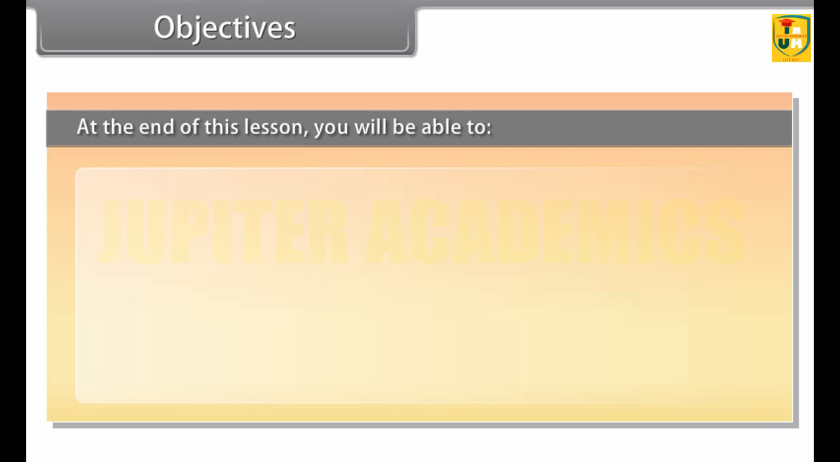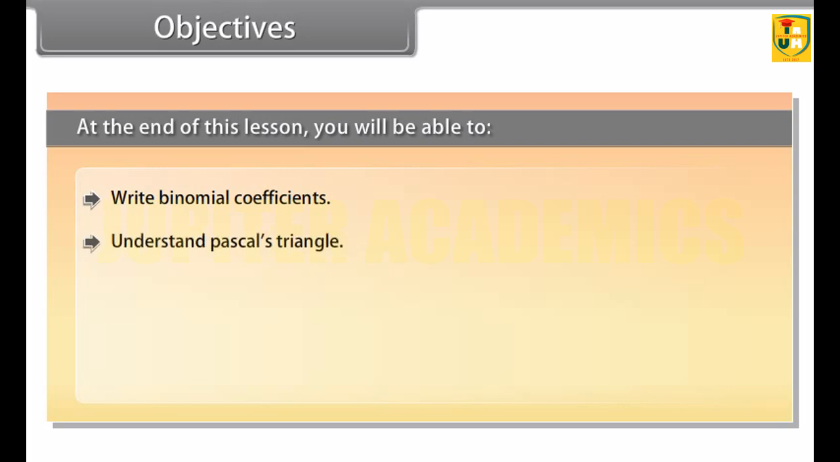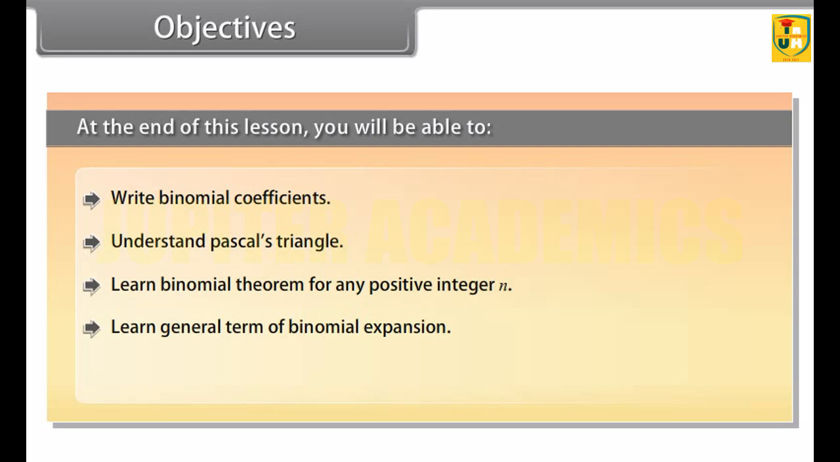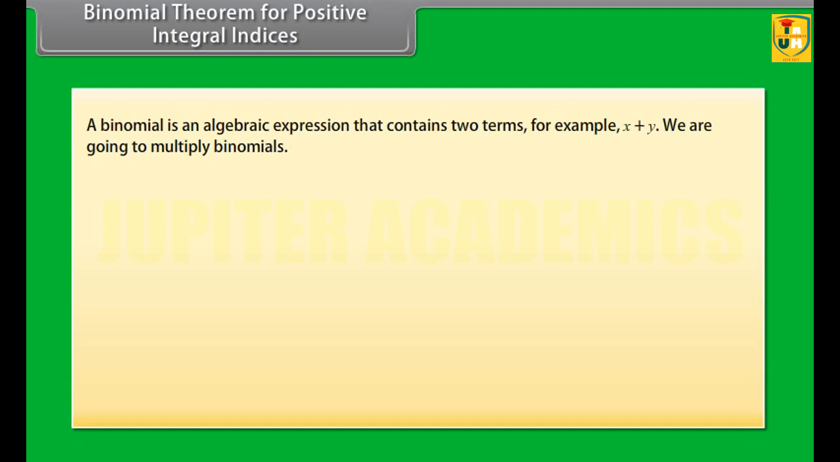At the end of this lesson, you will be able to write binomial coefficients, understand Pascal's triangle, learn the binomial theorem for any positive integer n, learn the general term of a binomial expansion, write the middle term of a binomial expansion, and learn the binomial theorem for positive integral indices. A binomial is an algebraic expression that contains two terms, for example, x + y. We are going to multiply binomials.